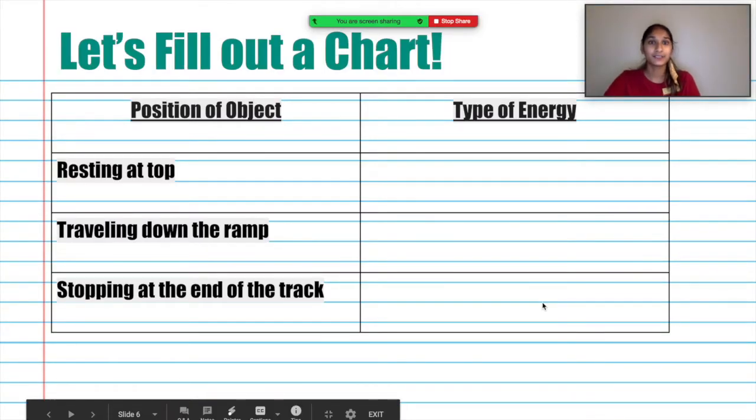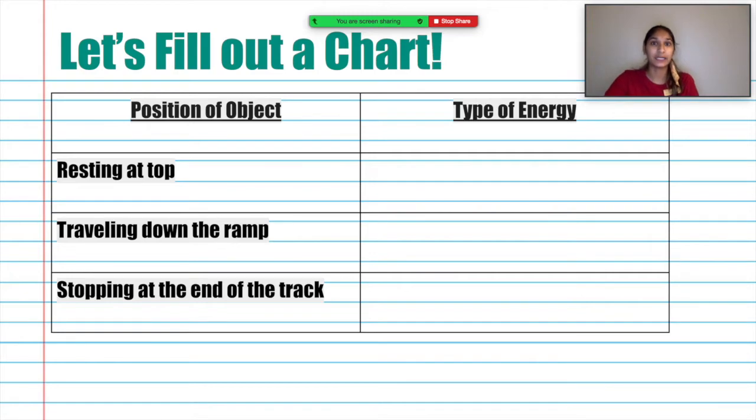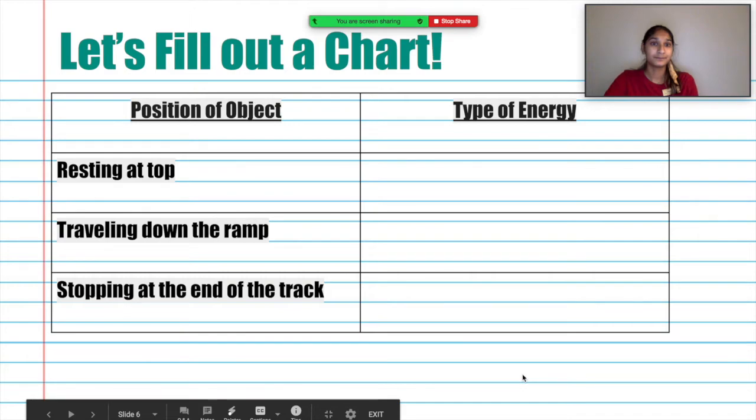Now let's fill out a chart about the experiment that we just did. First, let's remind ourselves of the different types of energy. First, we have potential energy, and that is stored energy. We also have kinetic energy, which is moving energy, right? So, when our object was resting at the top, what type of energy did it have? If you said potential energy, that's right.